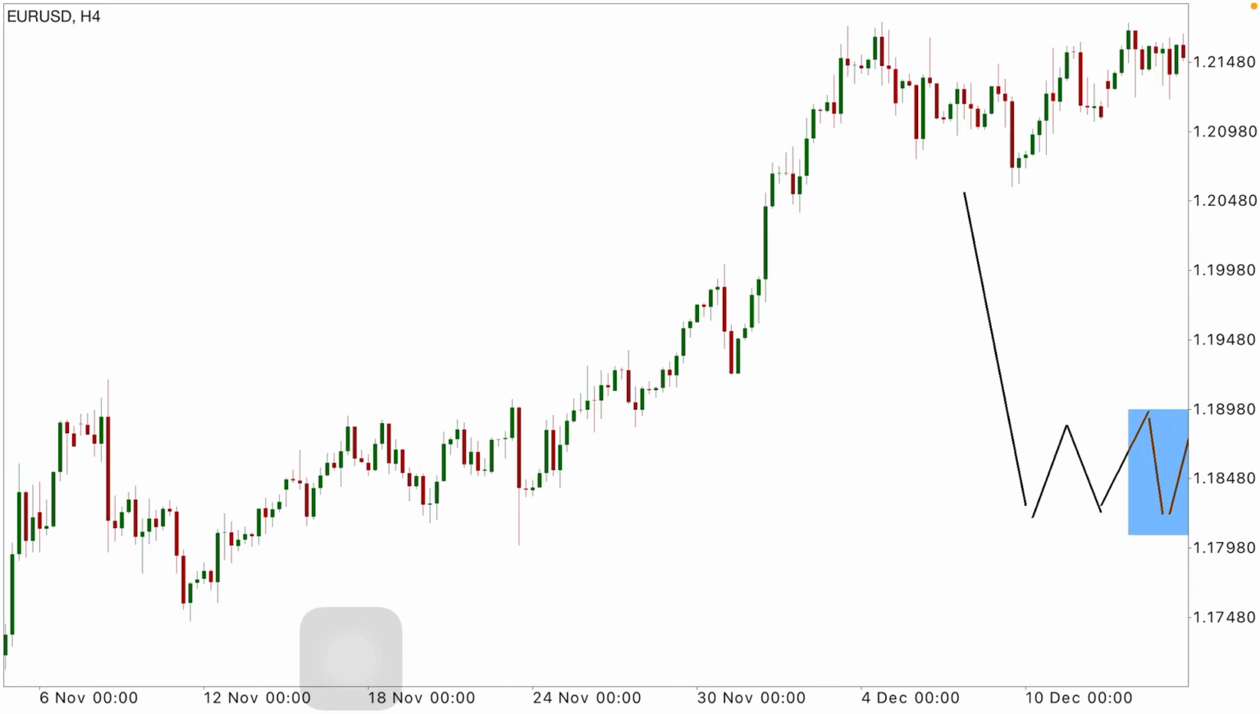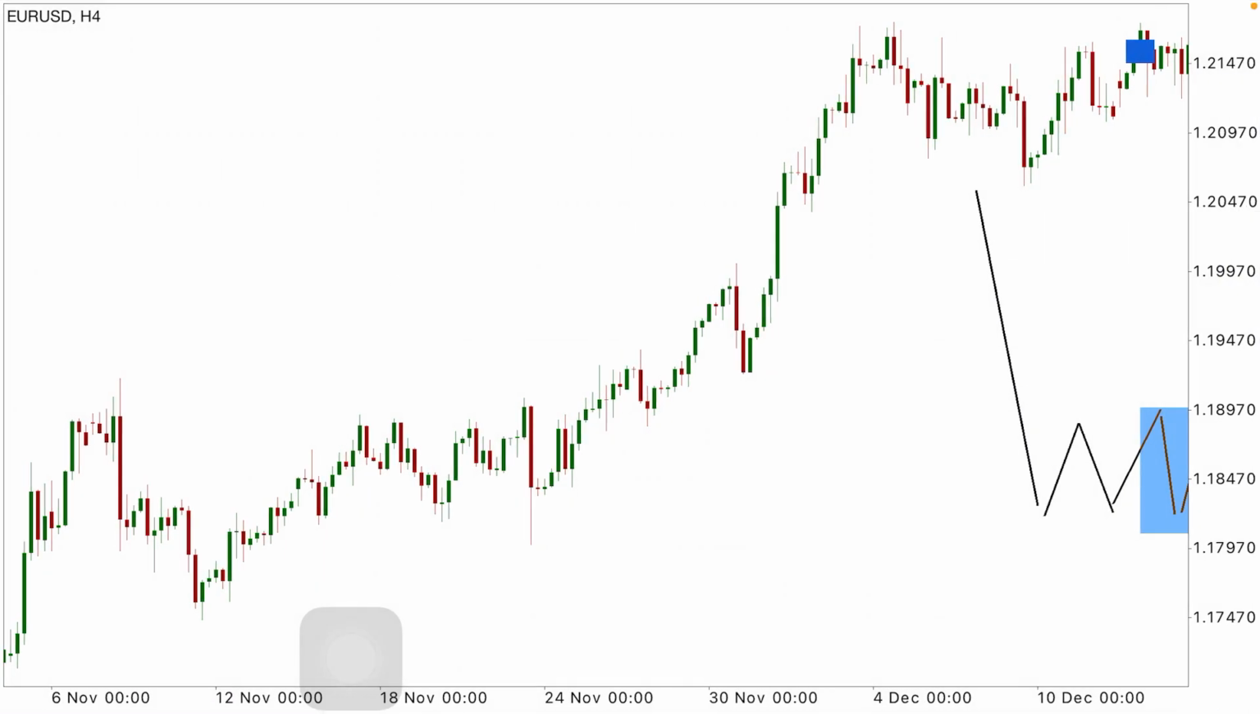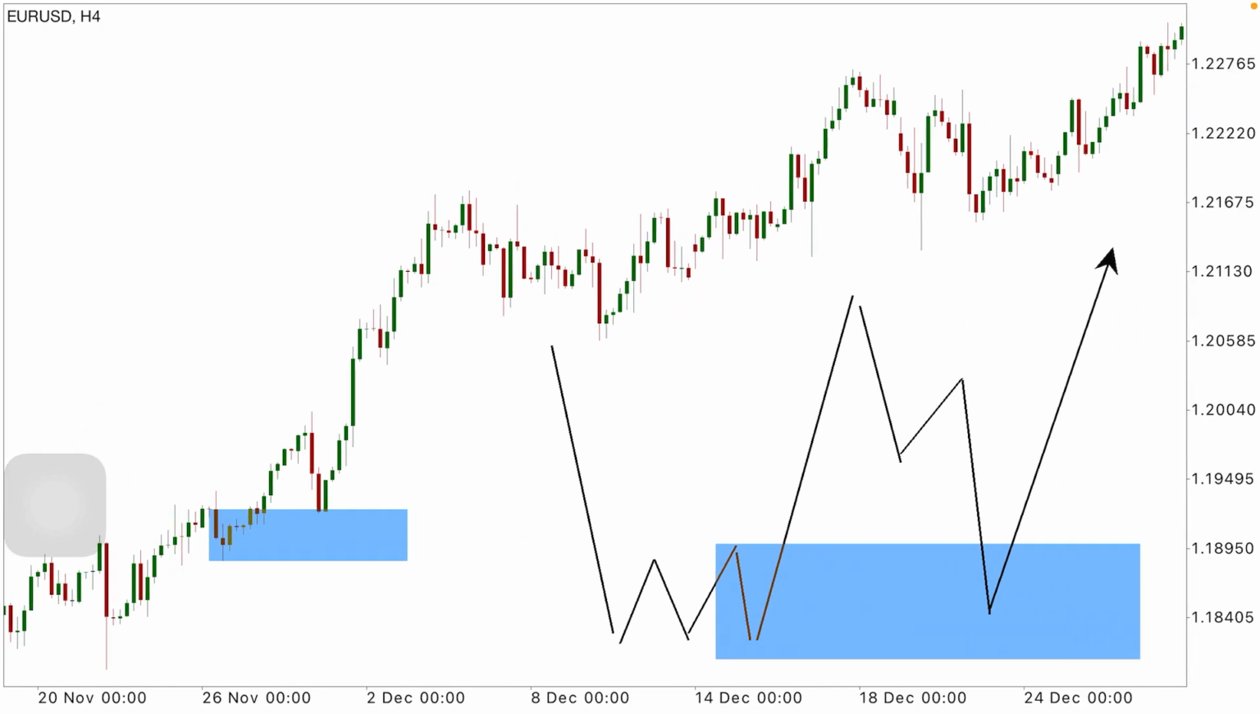All right, so an example here too. Another example here. The market rallied up, formed a base, bought, and now the market came back, returned to the other block and bought. So this is also another example. So those are the types of demand zone.